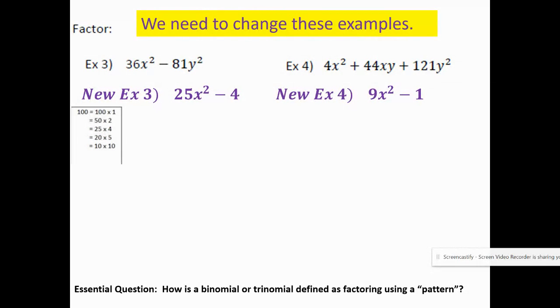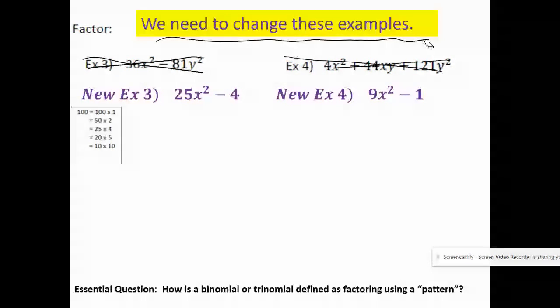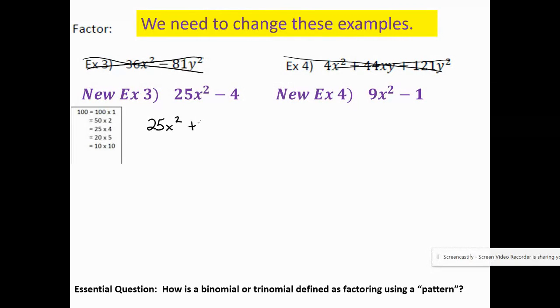Okay, for example 3 and 4, again, I need you to go ahead and cross those 2 problems out. And we need to change these examples. I'll give you a minute to write those down. Okay, so we're going to rewrite it with a 0 in the middle. We're going to go ahead and do the magic x. Multiply front and back. 25 times negative 4 is negative 100. We're going to do the magic x.